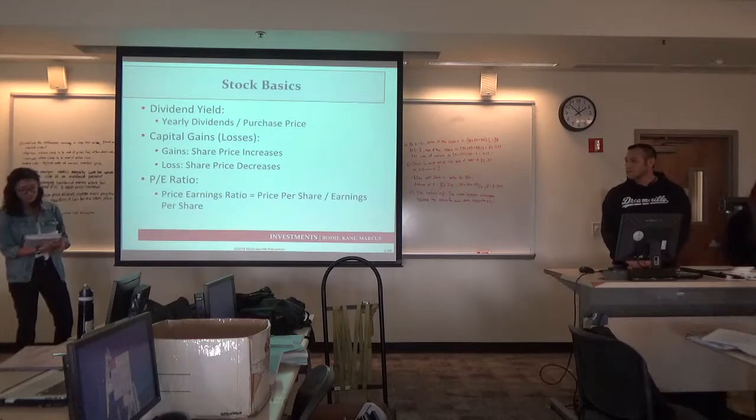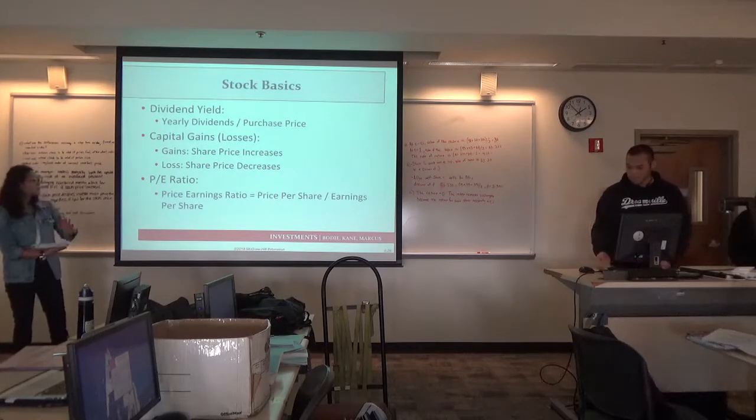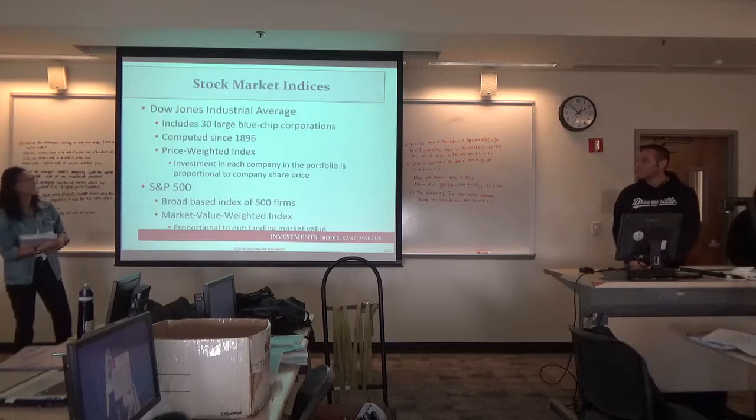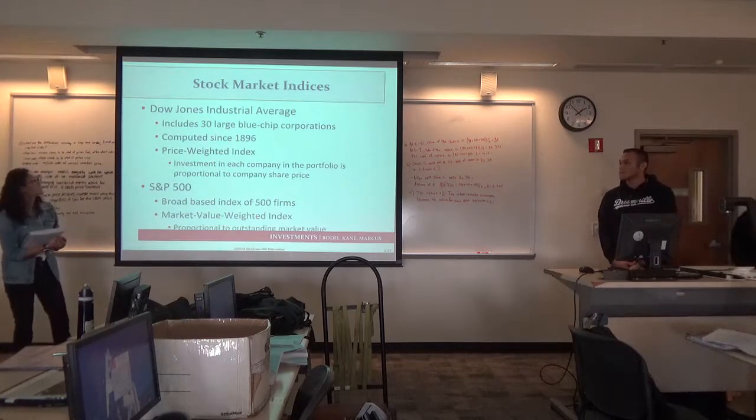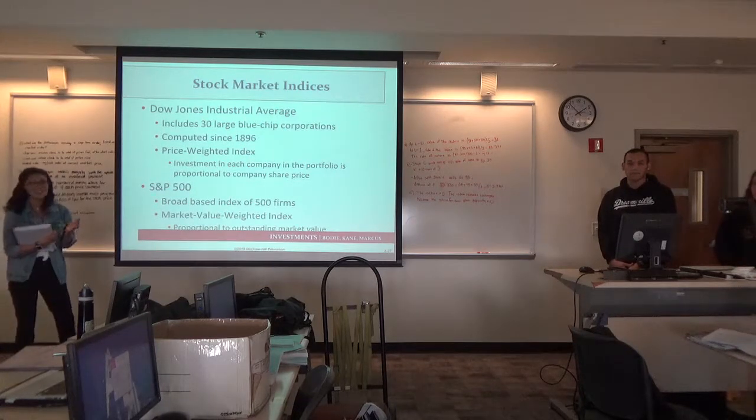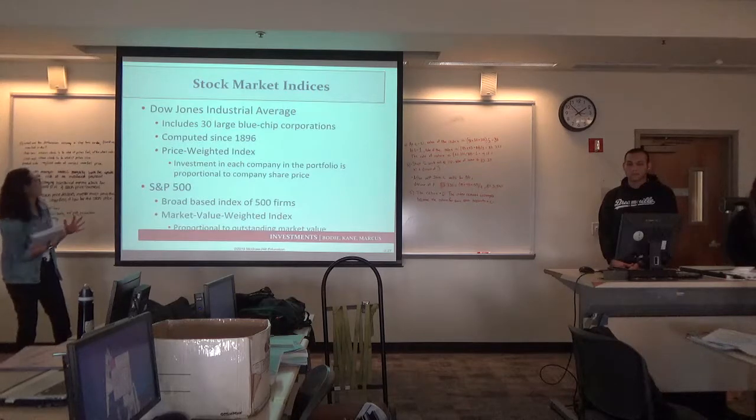It's the ratio of the stock's price to its earnings per share. So next, the stock market indexes. We first have the Dow Jones Industrial Average, which includes 30 large blue chip corporations. In 1928, it only had 20 stocks. Just a little fun fact there.